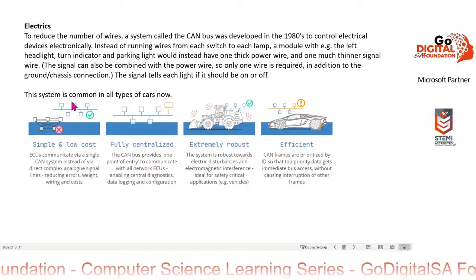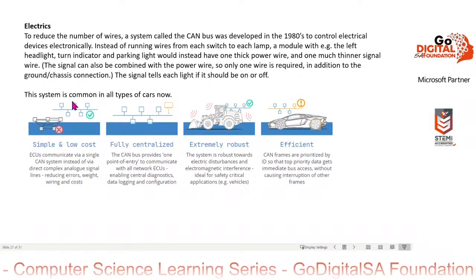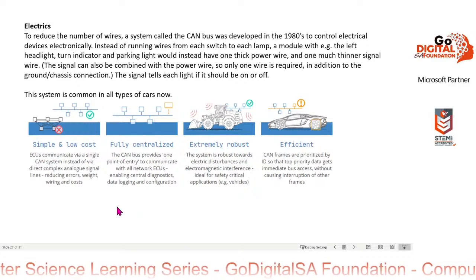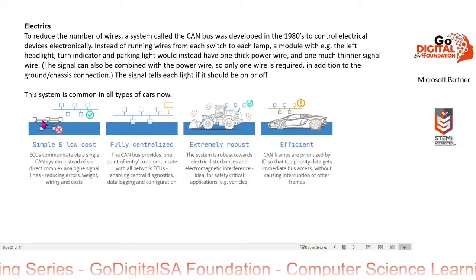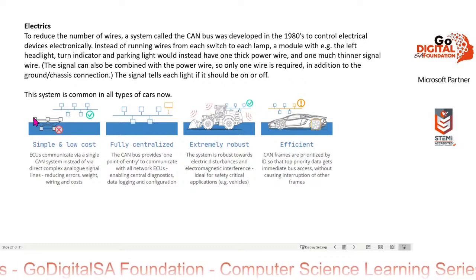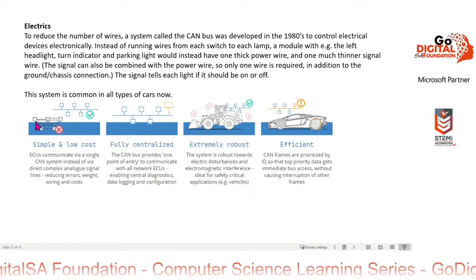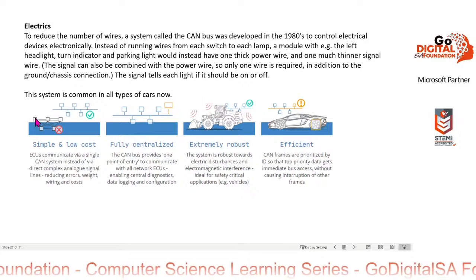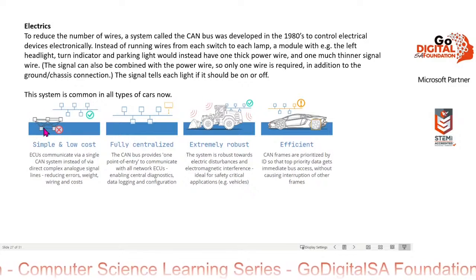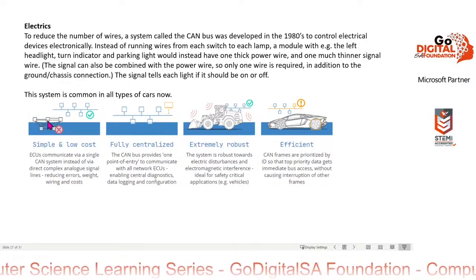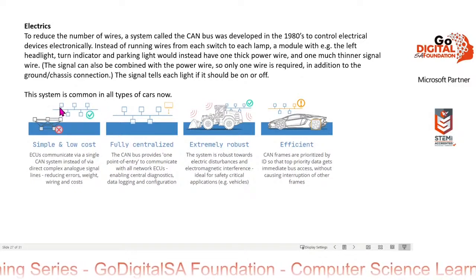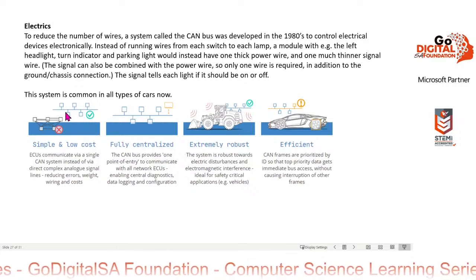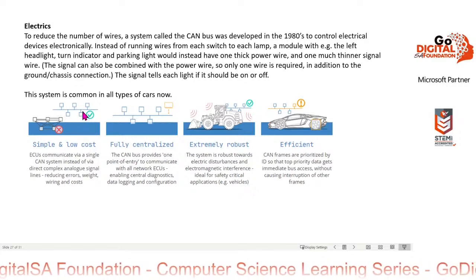Okay, so this system is common in all types of cars now. It's not in all cars, but quite a few cars, including ICE engine cars. And the main reason is to simplify the wiring. You can see from this diagram, in the old days, or without the CAN bus, you have wires going all over the place. With CAN bus, you can have just one wire, and all the different devices connect to that one wire, and then they listen to the signal, which tells them if they should be on or off.